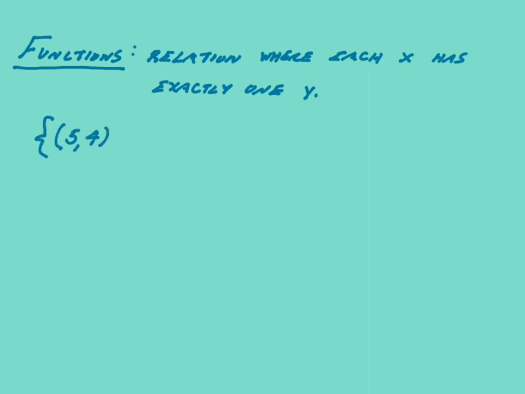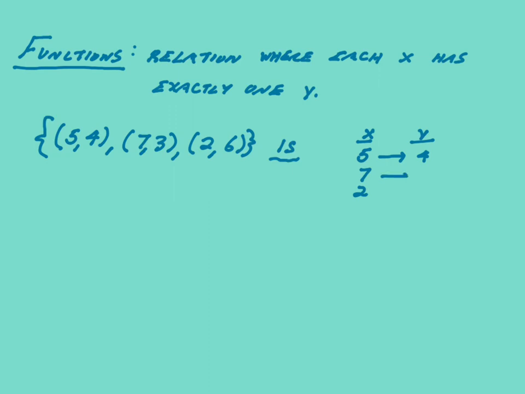5, 4, 7, 3, and 2, 6. This is a function. And we can see that because if we made a mapping with x and y, and if I list the domain, 5, 7, and 2, we'll just do it in that order, I can see that the 5 matches with 4, the 7 matches with the 3, and the 2 matches with the 6. That is a function.